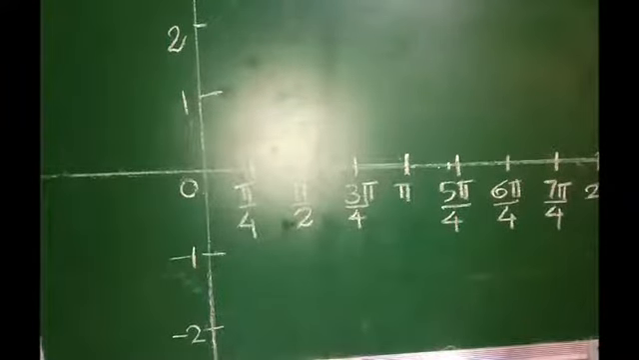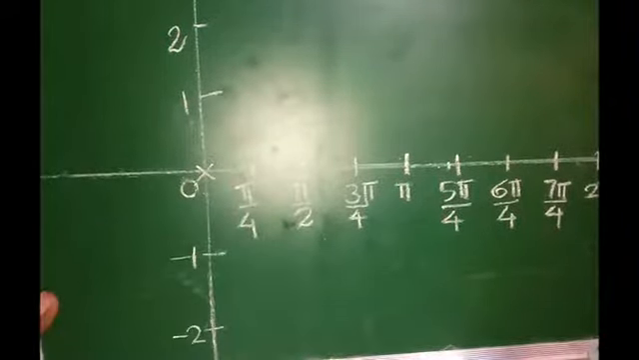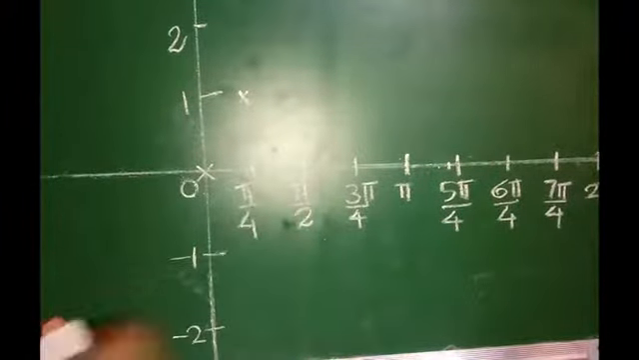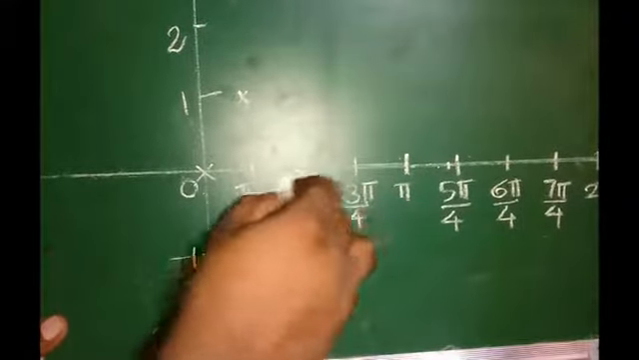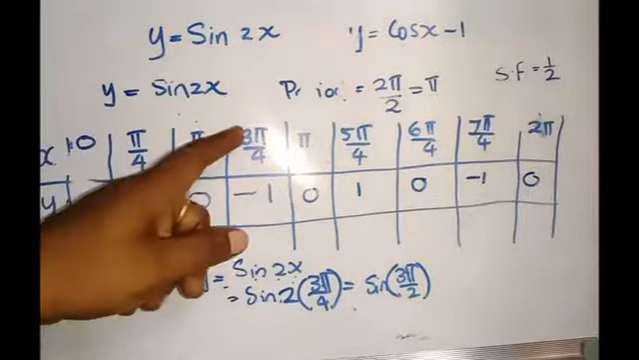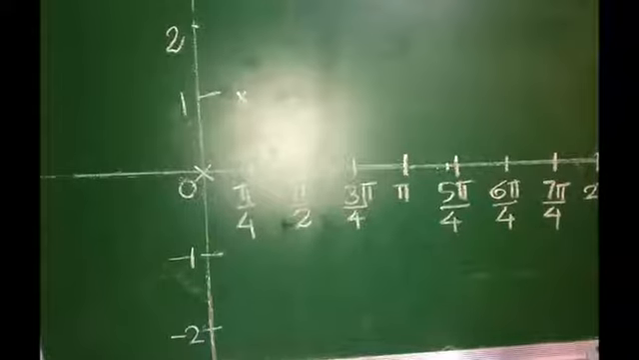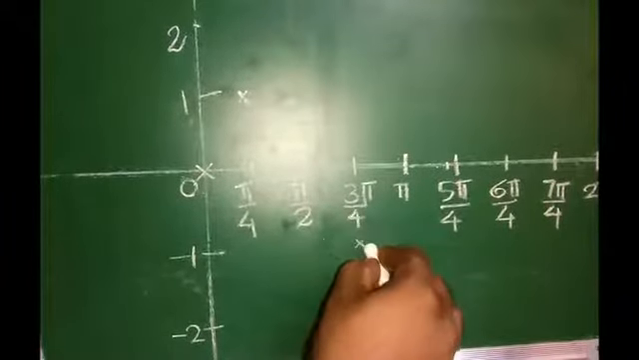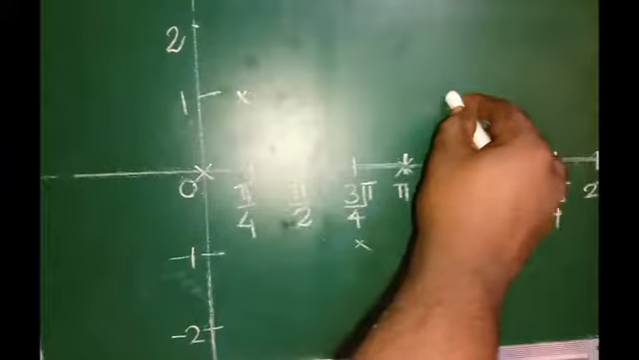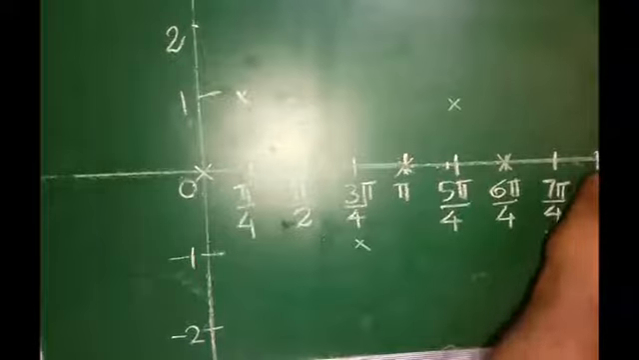So our first point is 0, 0. Second point is pi by 4 gives us 1. Third one, pi by 2, 0. Let's mark this. 3 pi by 4 minus 1, pi 0, 5 pi by 4, 1, 6 pi by 4, 0, 7 pi by 4, minus 1, 2 pi 0.